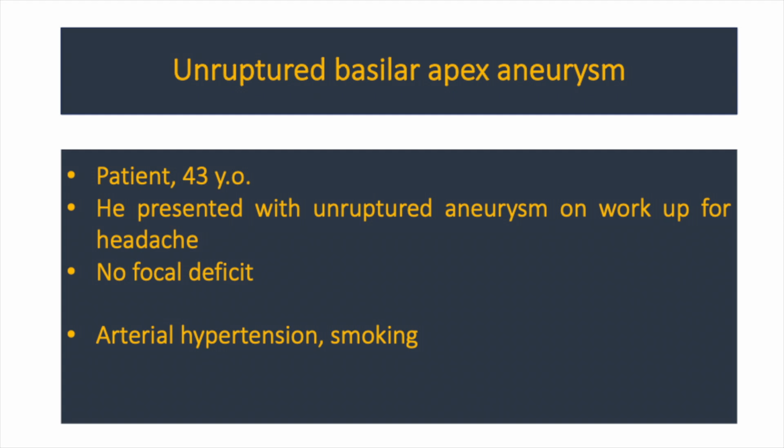The patient is a 43-year-old. He presented with an incidentally found aneurysm on workup for headache. The patient did not notice any episodes of sudden severe headache or neck pain. Neurological examination is intact. He has a history of arterial hypertension and long-term smoking.